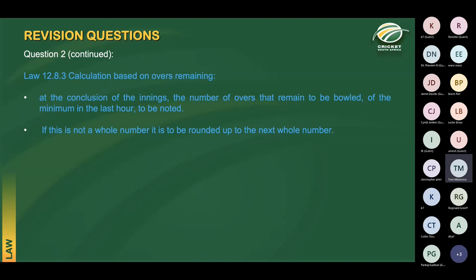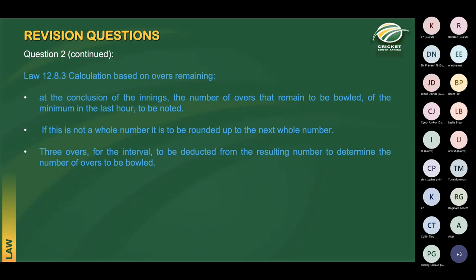If it is not a whole number, that number is to be rounded up to the next whole number. So if there were 14.2 overs left, then we would round that to 15 overs left, as an example. Then we will deduct 3 overs for the change of innings, and that will determine the number of overs to be bowled.